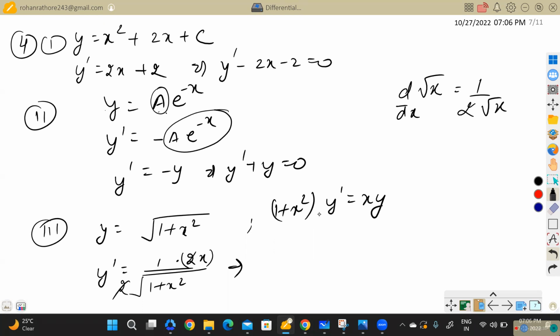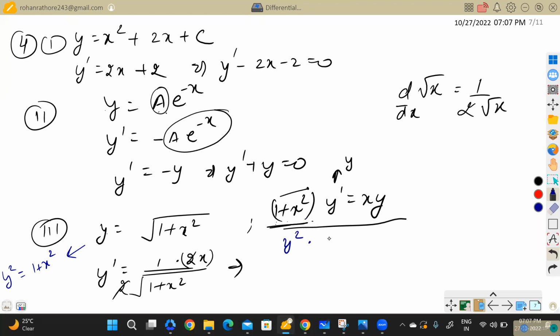In the differential equation you have the term y dash, which we have solved, and the term 1 plus x square. Let's put the values on the left hand side to get the values of the right hand side. What can we substitute in place of 1 plus x square? Here y is equal to square root of 1 plus x square, so y square must be equal to 1 plus x square. So we can write y square in place of 1 plus x square. Next we have y dash.